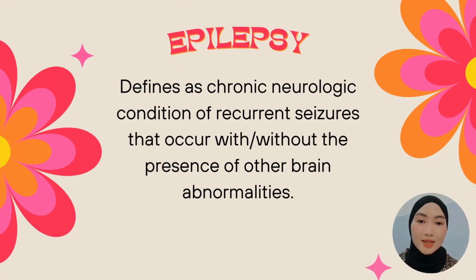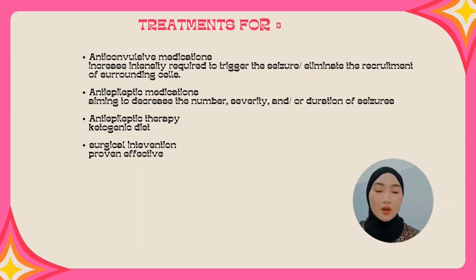Next is epilepsy. Epilepsy is a chronic neurological condition of recurrent seizures that occur with or without the presence of other brain abnormalities. Moving on to the treatment of seizures. The first one is anticonvulsive medication. Anticonvulsive medication helps to increase the intensity required to trigger the seizure or eliminate the recruitment of surrounding cells.